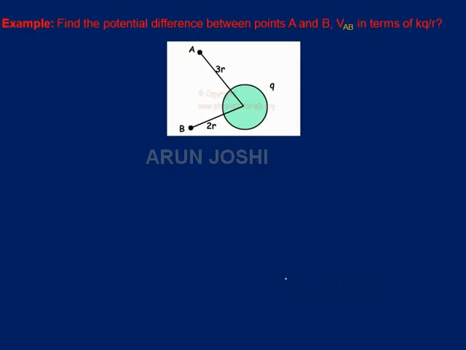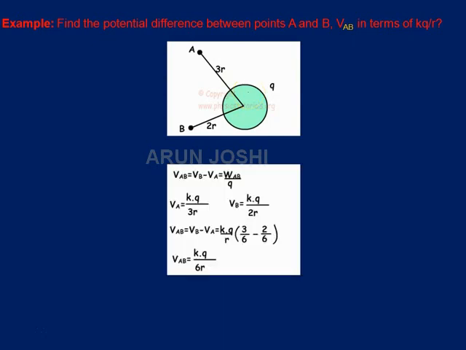Next point. Okay, potential difference. Again, the same topic which you discussed in class 10, but still you are supposed to know VAB. What is the meaning of VAB? VAB means by convention it is VB minus VA. And I think you can easily calculate VB and VA, no need to explain.